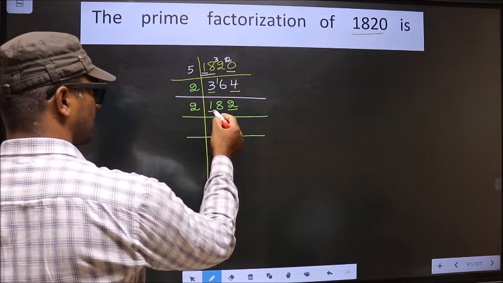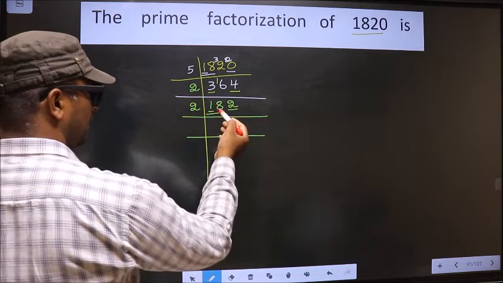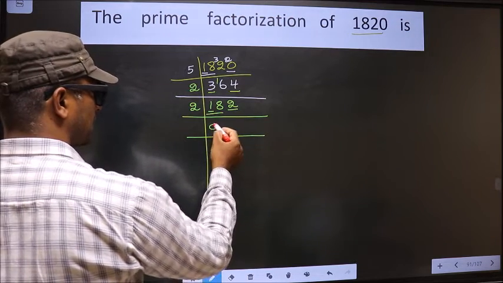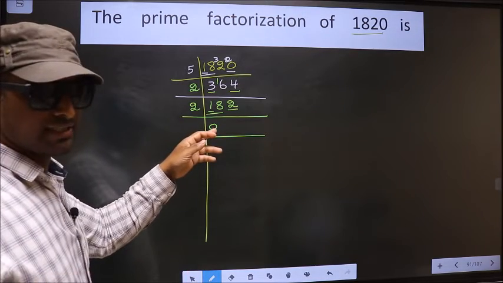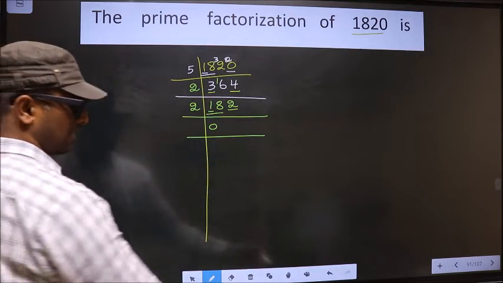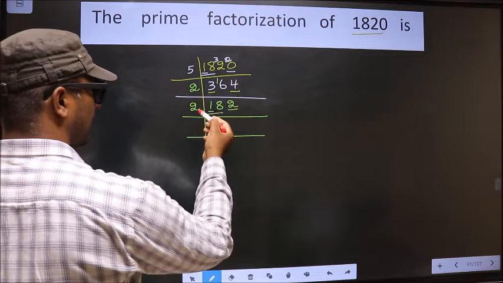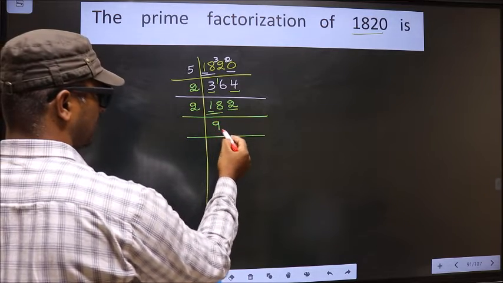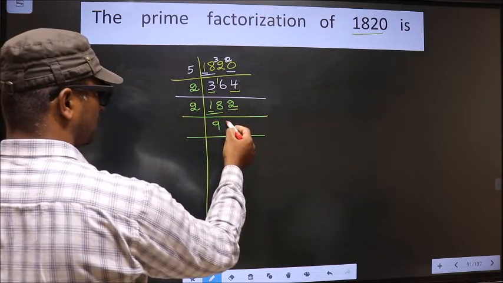Now for this number last digit 2 even, so we take 2 here. The first number is 1, 1 smaller than 2, so we take two numbers, that is 18. Whenever we take two numbers, compulsory we should put 0. But 0 at the starting does not count. So no need to write 0 at the start. So here we have 18. When do we get 18 in 2 table? 2 9s 18. The other number 2, when do we get 2 in 2 table? 2 1s 2.